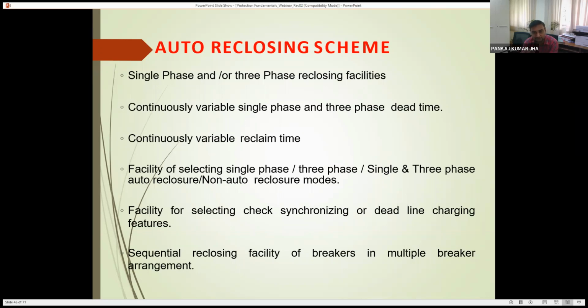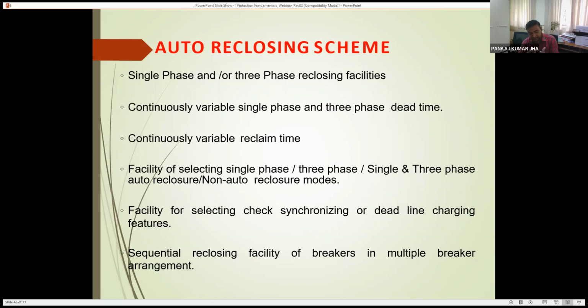Then there is a second timer, which is the reclaim time. This time is basically provided so that, suppose there is a fault on the network, and first my auto reclosure relay operates and it closes the circuit breaker. Now there is a second fault immediately after the first fault. So what happens? There is a stress on your circuit breaker's mechanism, because suppose this is a pneumatic breaker or this is a spring breaker. So once a circuit breaker opens and closes, after that open close operation, it requires some time for the air pressure buildup as well as for spring charging if it is a spring charged breaker.